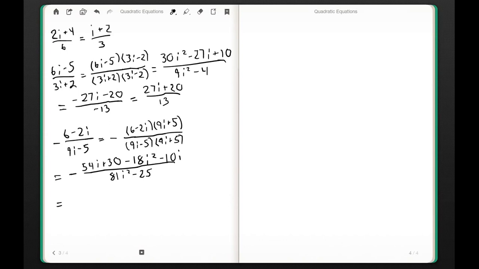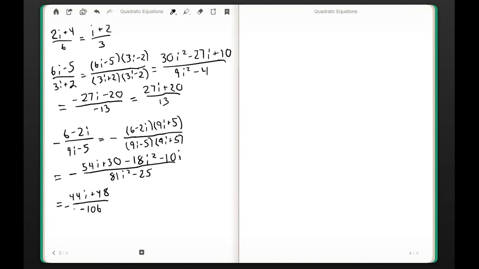We'll first simplify the i's up top. 54i minus 10i is 44i. And 30, here we have negative 18 times negative 1, so that's plus 18. 30 plus 18 is 48. Negative 81 minus 25 is negative 106. And don't forget that negative out there.